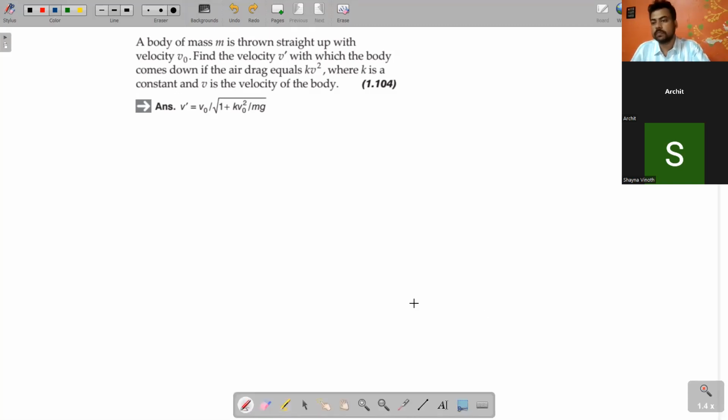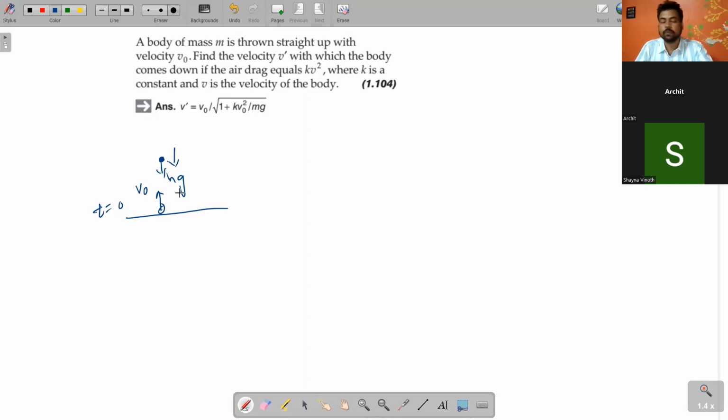Do you understand how to start with? No, sir. Okay, wait, see. When this block will be thrown upward with some velocity v naught, initially at time t equal to 0, velocity was v naught, right? It will go up. So mg will act towards down. And because this block is going up, drag will always oppose the motion.